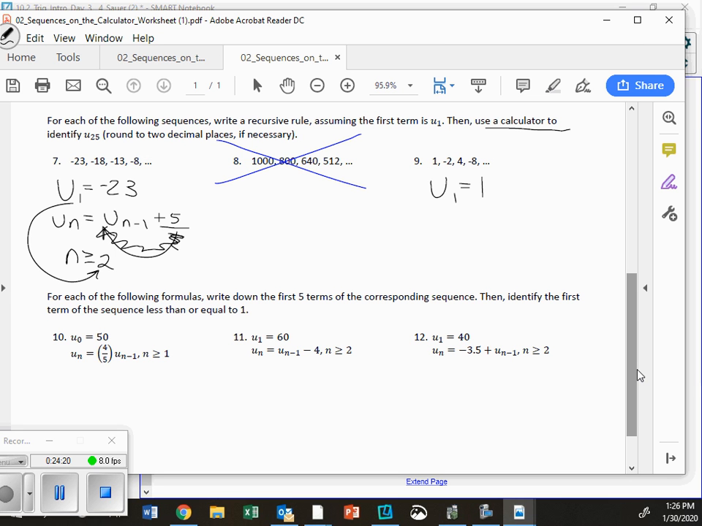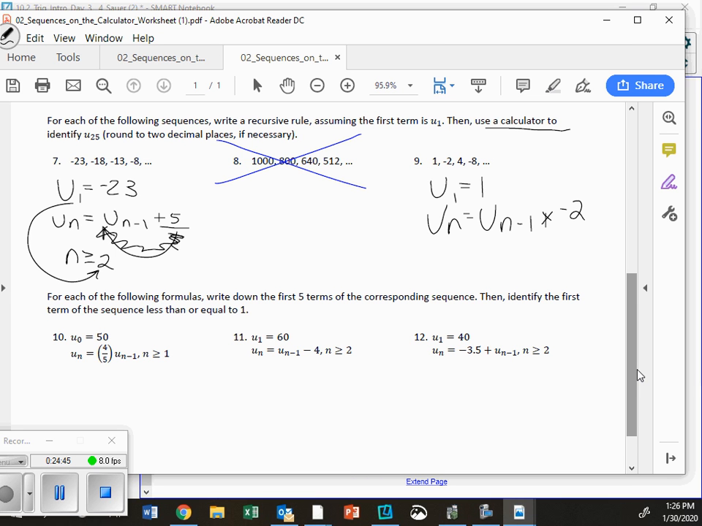Dice of destiny. Who should I call on to get the rest of number 9? Row 6, third person, SK, that's you. U sub n. Nice. You are correct. All right.